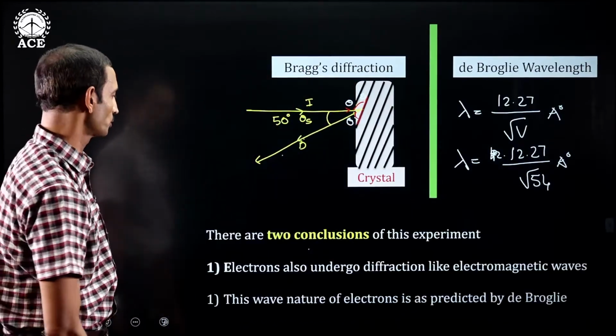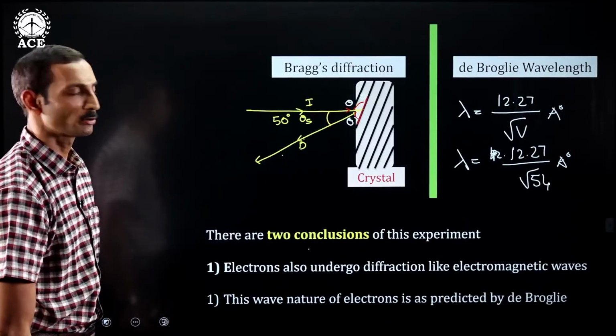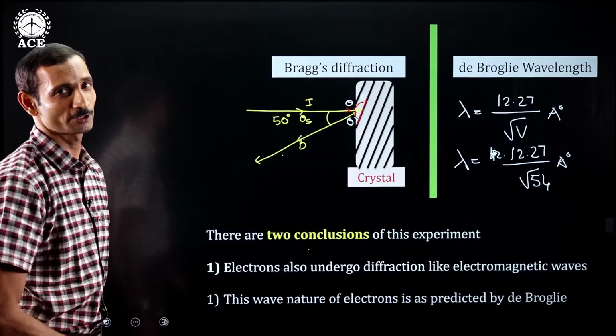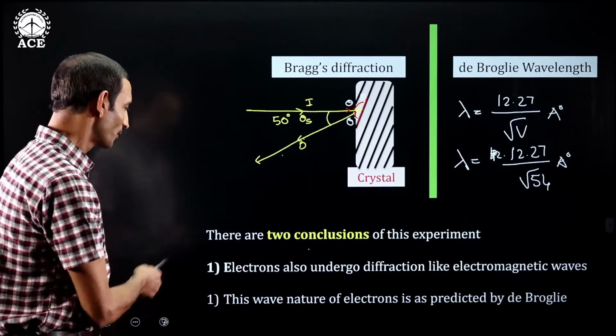Right, those are the two conclusions. The first one: electrons undergo diffraction like electromagnetic waves. That means electrons are associated with wave nature. What is the second one?